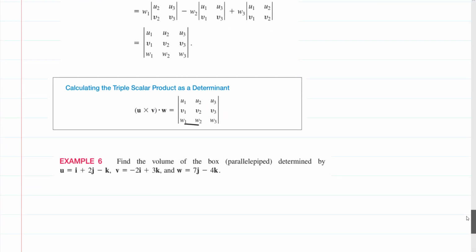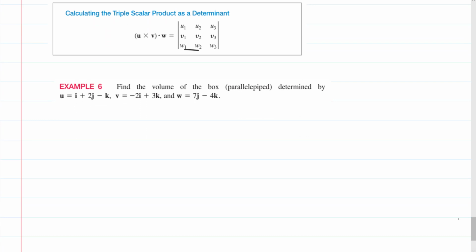So that's that. For now, I think maybe we can go through an example. So we have an example here. In this example, we should find the volume of the box, or a parallelepiped, determined by three vectors u, v, and w. So how do we go about doing this?